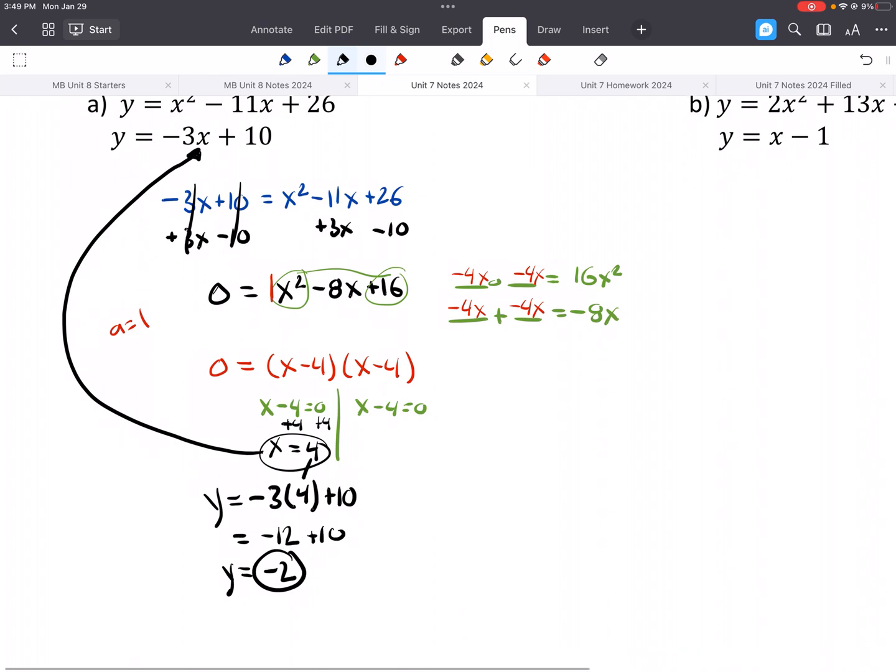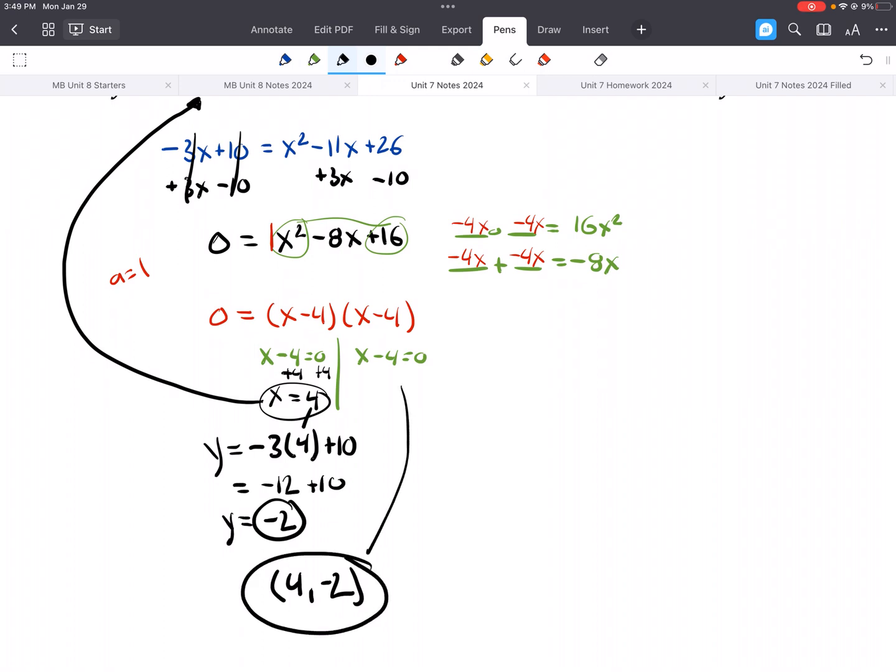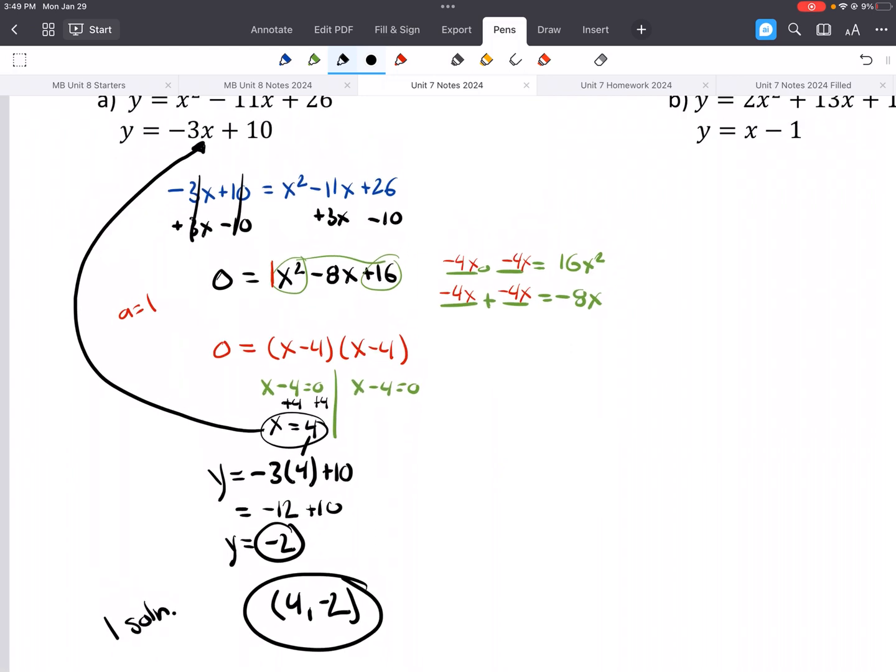So now we have our x and our y, that's an ordered pair, 4 comma negative 2. The other solution would be the same, so you don't need to write it twice. So this has one solution, or two solutions that are identical, aka one solution. Alright, so that is the process.